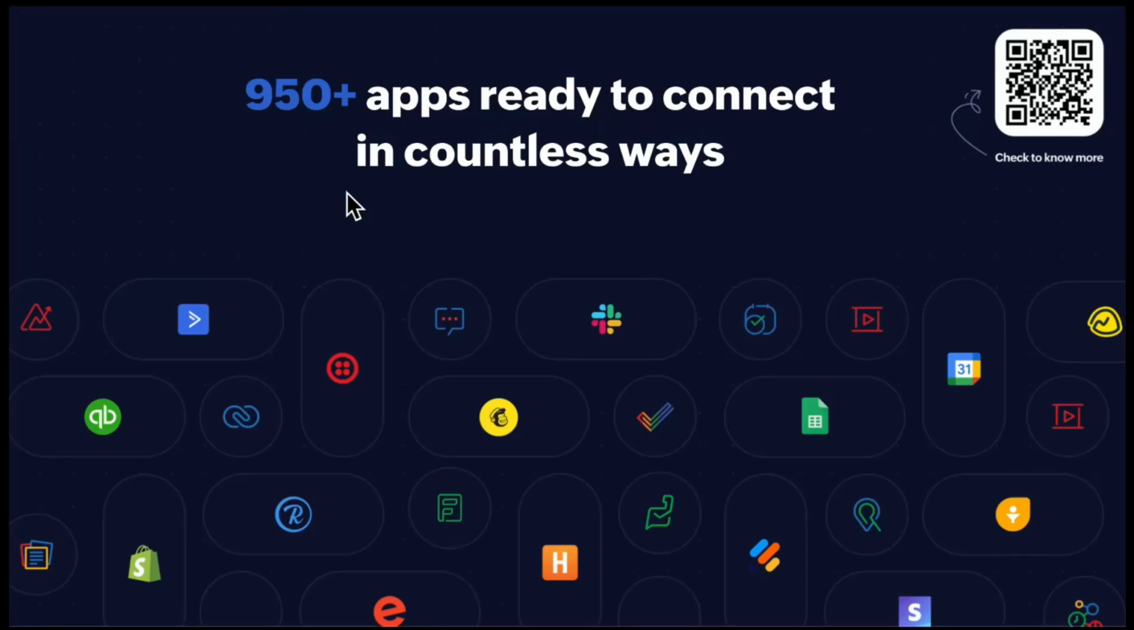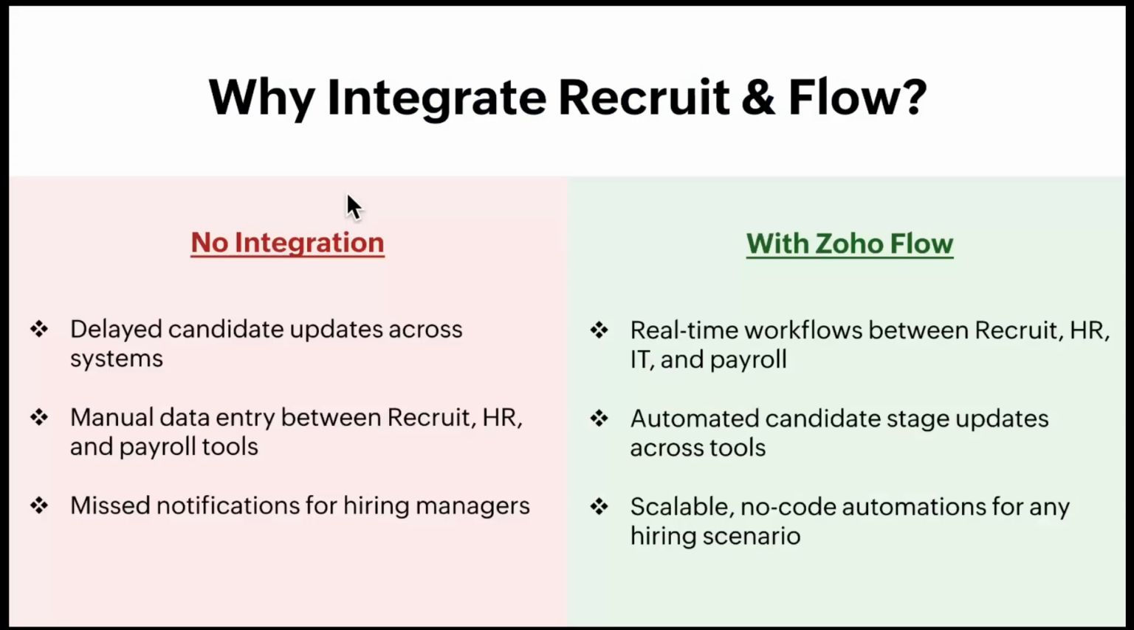So why integrate Recruit with Flow? Here is the difference integration makes. Without Flow, recruiters often struggle with delayed updates, manual data entry across HR and payroll tools, and even missed notifications for hiring managers. With Zoho Flow, updates move across systems instantly. That is, a candidate status change in Recruit is reflected everywhere, like HR, IT, payroll, etc. So the result is scalable, no-code setup that adapts to any hiring scenario.